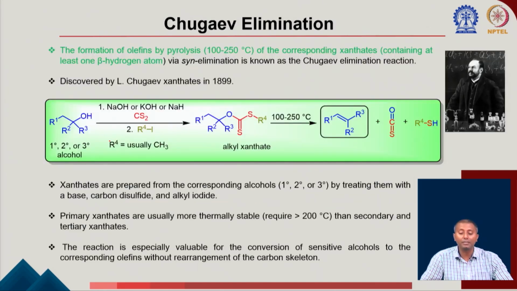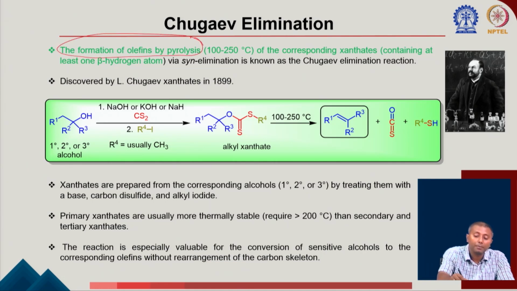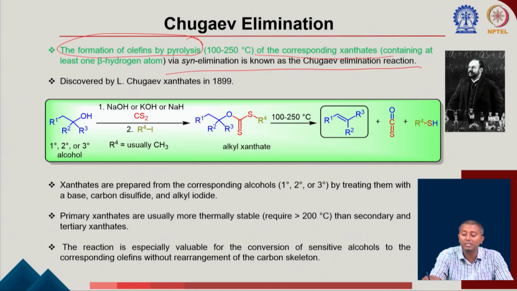So in this part, I think I'm going to finish by introducing a very important elimination reaction, which is called the Chugaev elimination. This is the formation of an olefin by pyrolysis. I talked about this before also: if you form a xanthate and then heat the corresponding xanthate, it can participate in a syn elimination. This is called the Chugaev elimination, which was discovered in 1899.